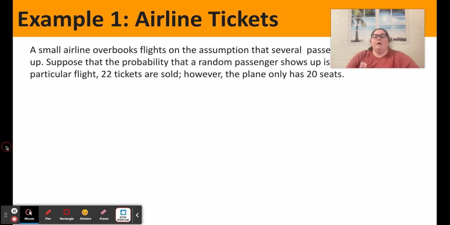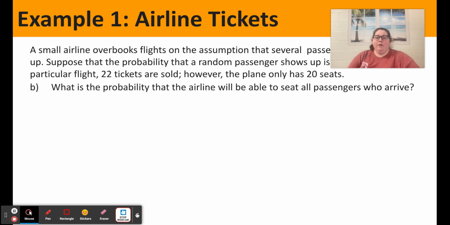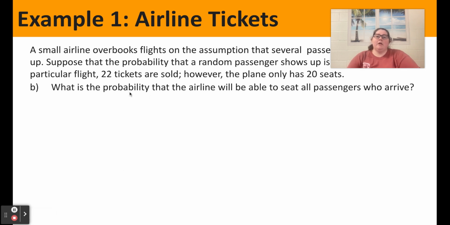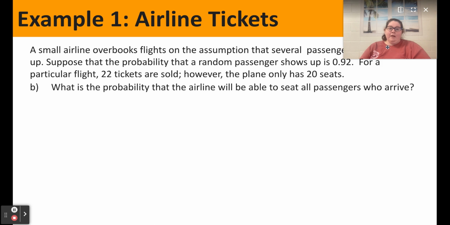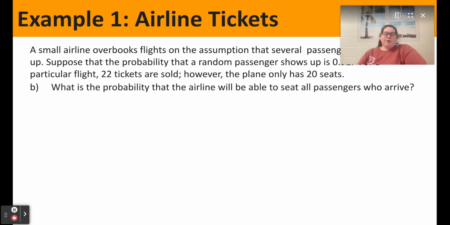All right, so let's look at part B, where we are talking about a slightly different question. It says, what's the probability that the airline will be able to seat all the passengers who arrive? Just that everyone who shows up has a seat. Well, if 20 people show up, they have 20 seats, so they'll be able to seat everybody. But if 19 people show up, they will still be able to seat everybody. If 18 people show up, everybody has a seat.